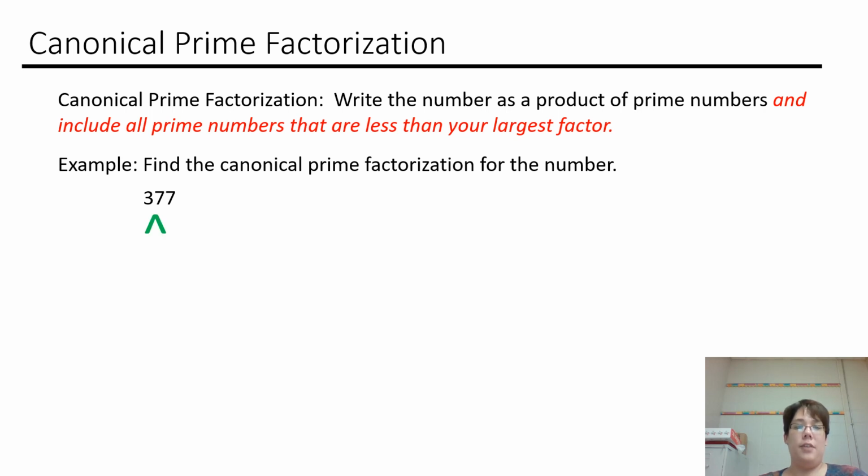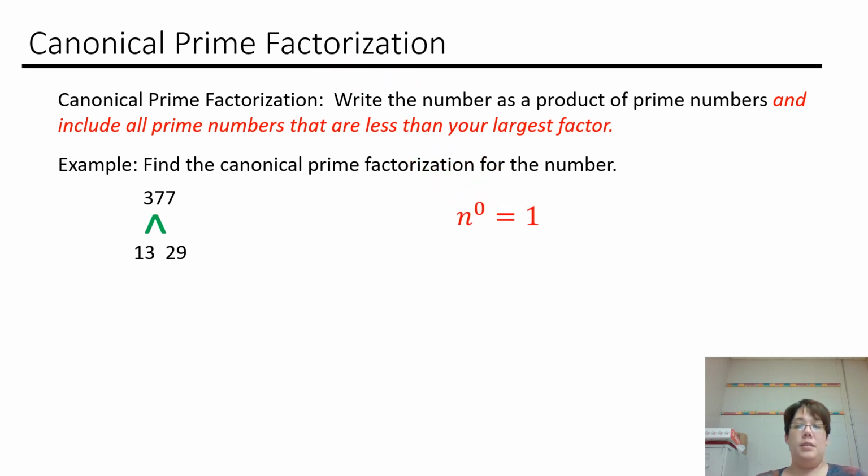So I'm going to divide that up, and it turns out that it is actually equal to 13 times 29. Well, 13 and 29 are both prime numbers. So if you were just doing a plain Jane prime factorization, you'd be done, 13 times 29. But we're doing a canonical prime factorization. So you have to include every prime number less than 29 because 29 is your largest factor.